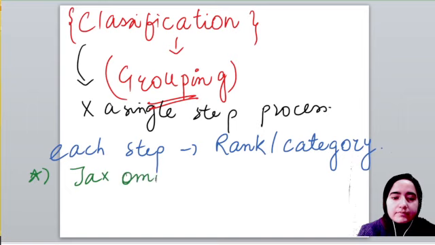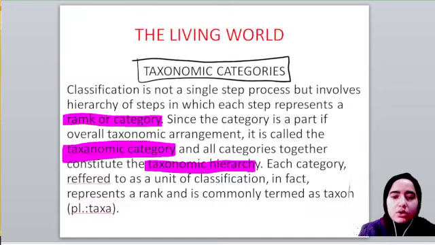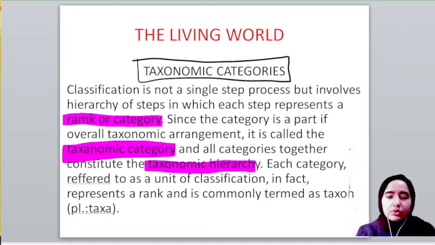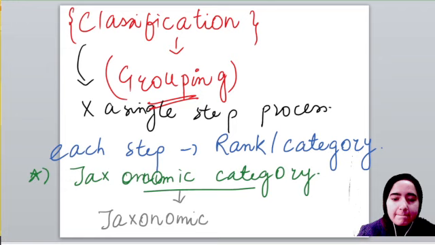Taxonomic category. I hope this concept is clear, what a taxonomic category is. And when all the taxonomic categories come together, they constitute the taxonomic hierarchy.